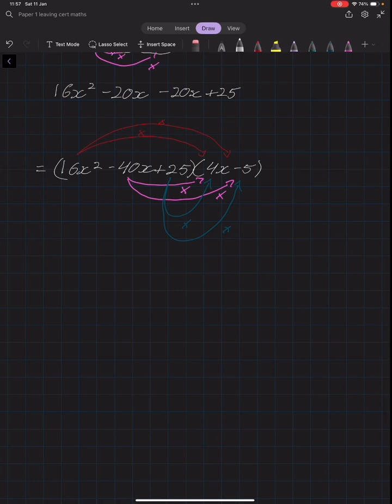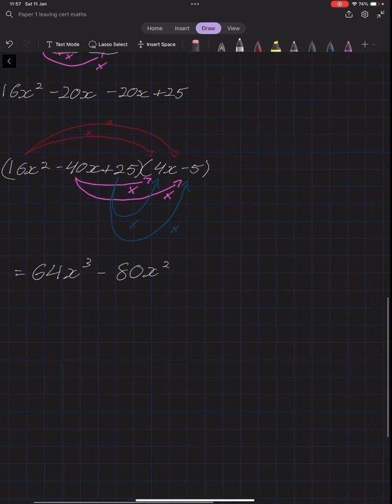So now, 16x squared multiplied by 4x is 64x cubed. 16 multiplied by minus 5 is minus 80x squared. Minus 40x multiplied by 4x is minus 160x squared. Minus 40 times minus 5 is plus 200x. 25 times 4x is plus 100x. 25 times minus 5 is minus 125.